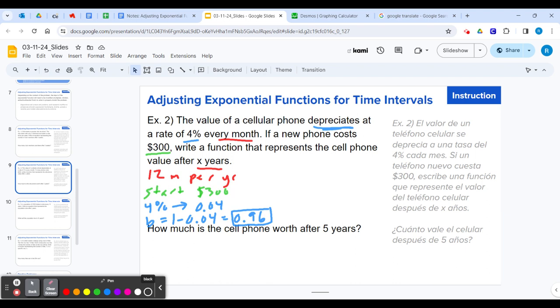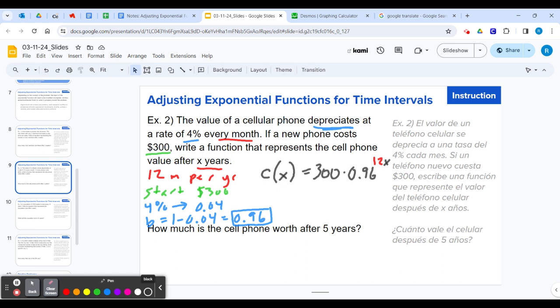Let's say cell phone C as a function of X, because we're talking about X years. It starts at that 300. We're going to multiply by that 0.96 over and over and over again. And then up top, it's not just the number of years, right? Because what's actually happening is it is hitting 12 times per year. So whatever year we put in, we have to multiply by 12.